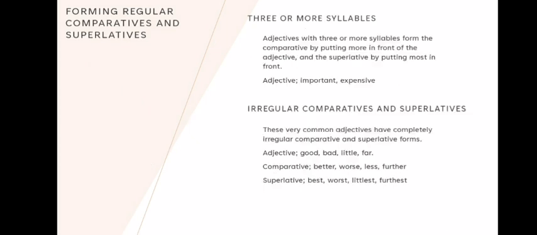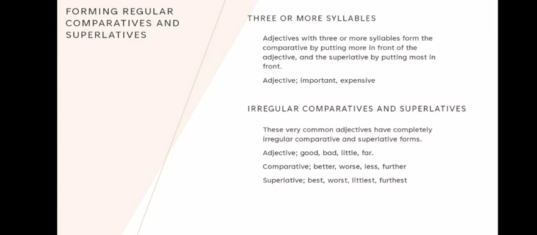Three or more syllables. Adjectives with three or more syllables form the comparative by putting more in front of the adjective, and the superlative by putting most in front. Adjectives: important and expensive. Irregular comparative and superlative.